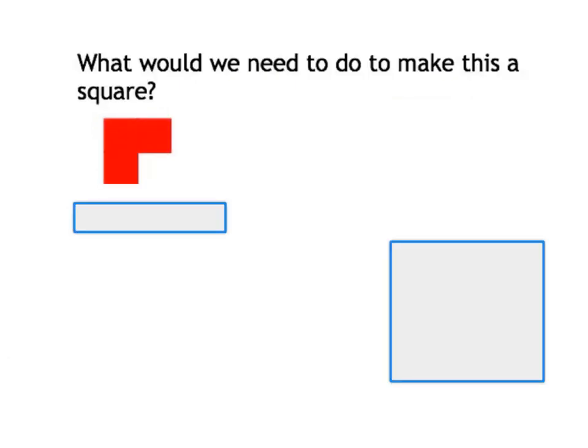Well, what would we need to do to make this shape a square? Well, it's missing this little piece right in here. We would have to add a piece in right here to complete that square.